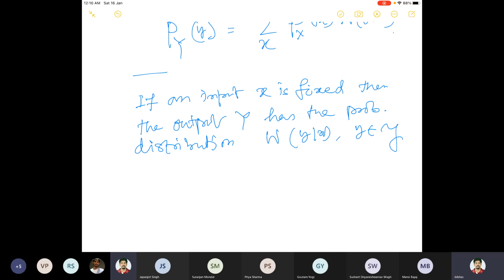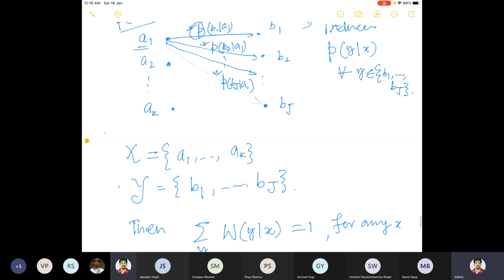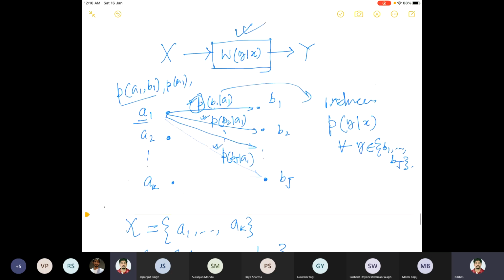So then, what is the entropy? We can now define the conditional entropy H(Y given X). When x is fixed in the channel, how much uncertainty is there about the output variable Y, the average self-information, when x is being transmitted? I want to quantify this. So that is the conditional entropy here.